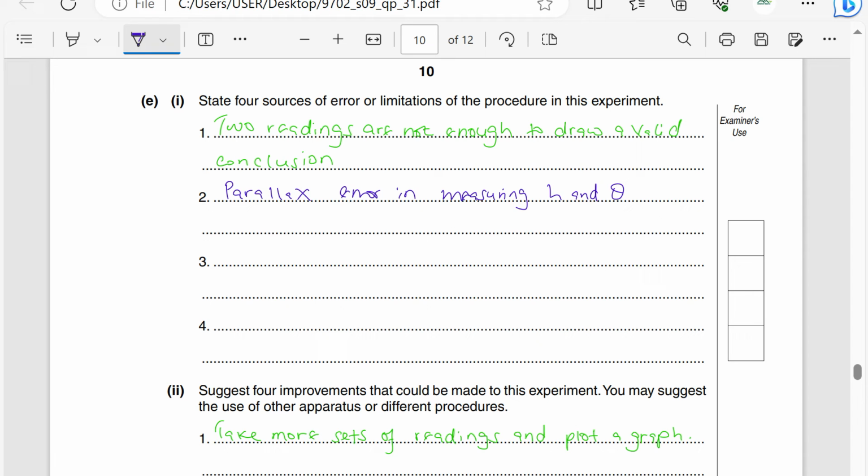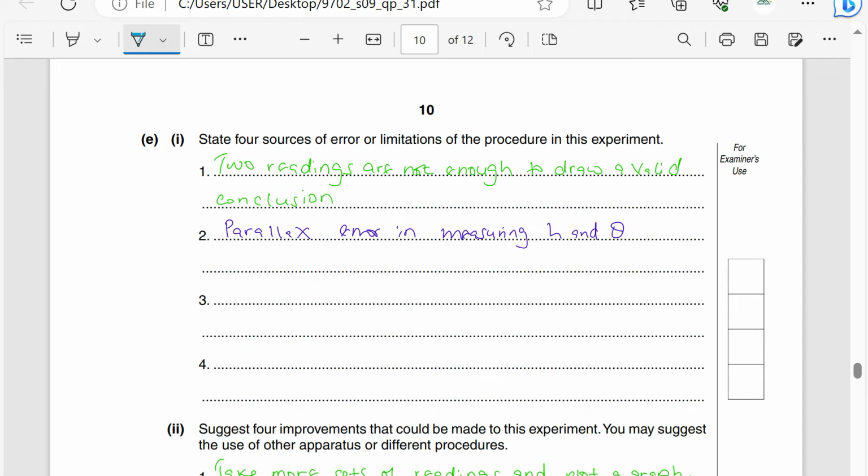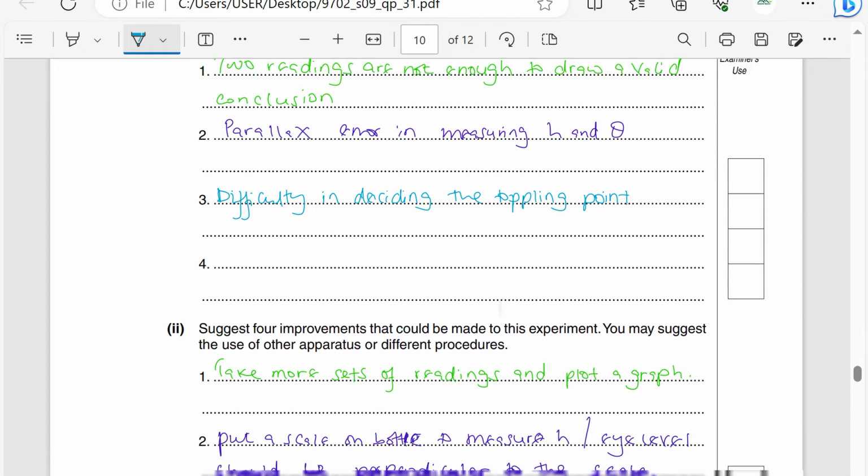Then next, of course, they told you to measure theta when it is just about to topple. It is hard to decide when it is just toppling, so that is a limitation. Judging the toppling point is going to vary every time. So there is difficulty in deciding the toppling point.